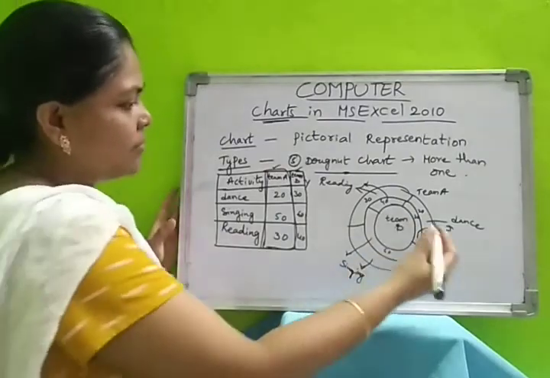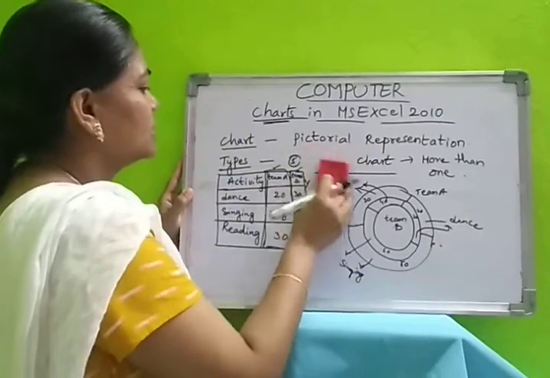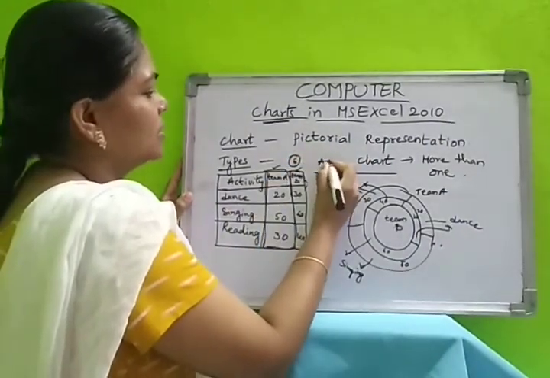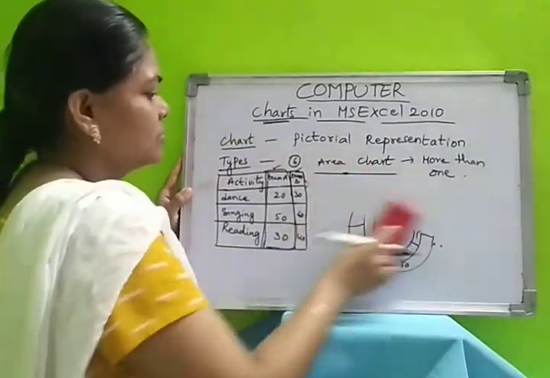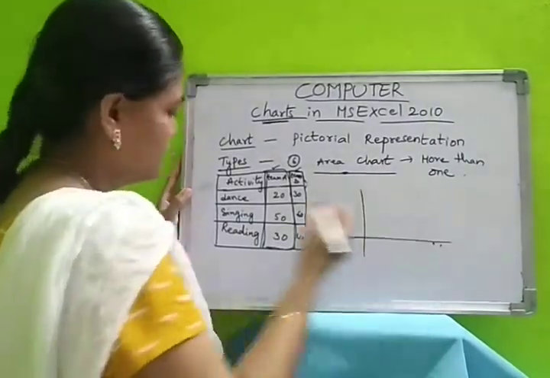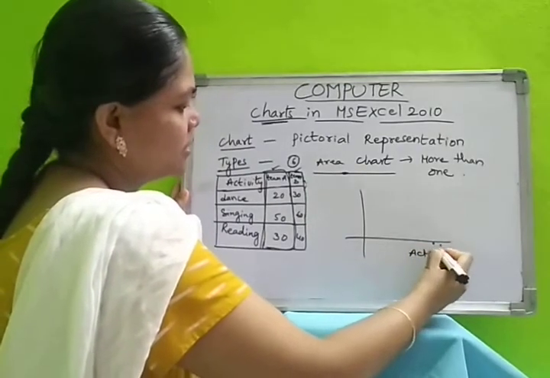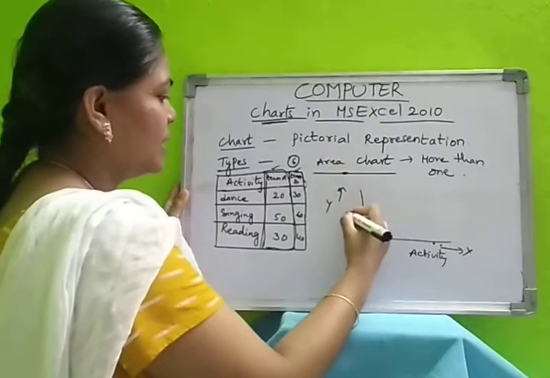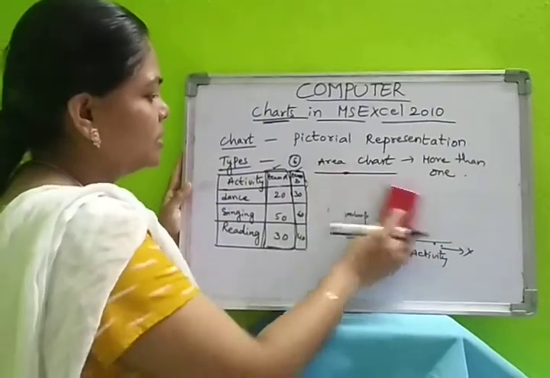The sixth one is the area chart. For the area chart, on the x-axis these activities are taken, so activities on the x-axis, and values on the y-axis. Okay. So like this, the chart will be the same.